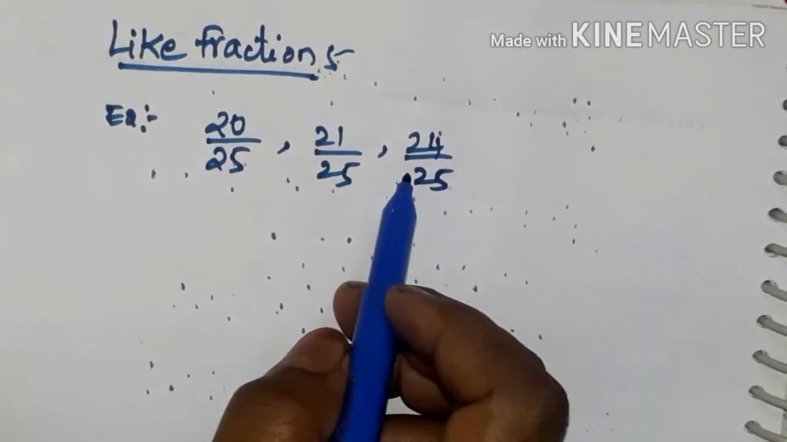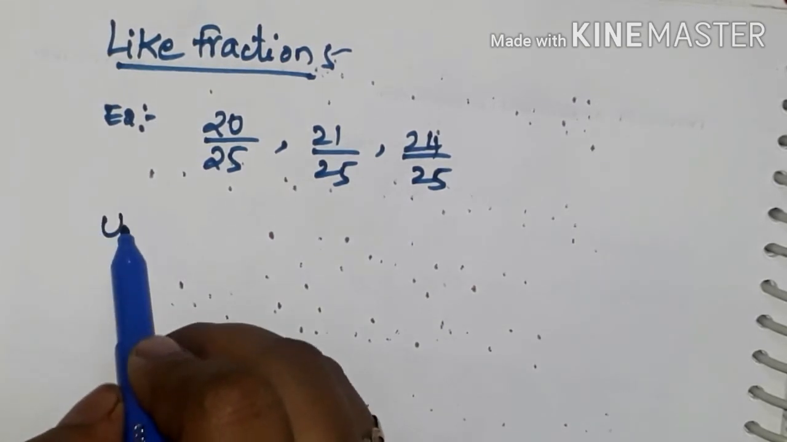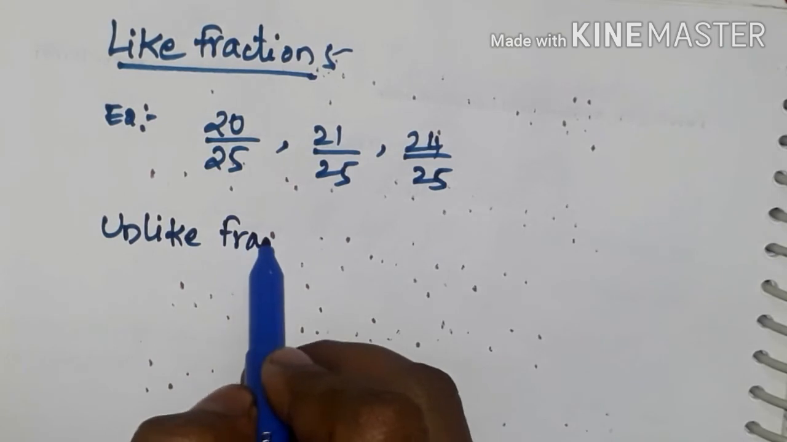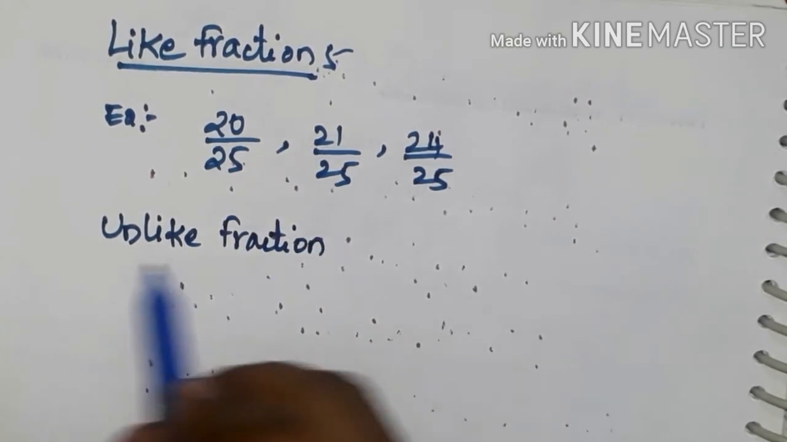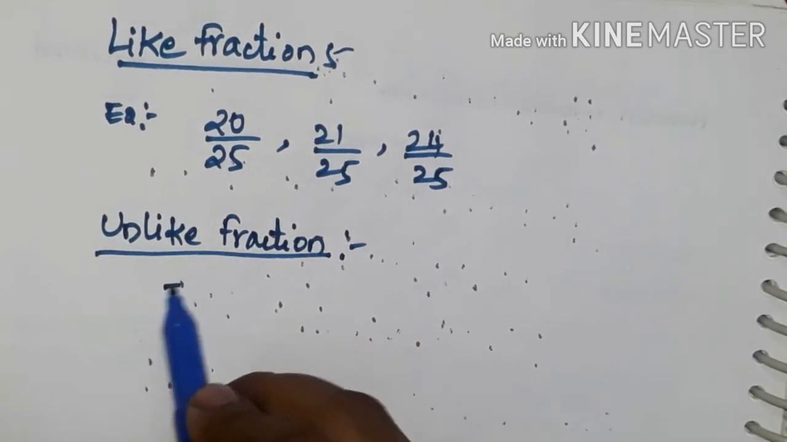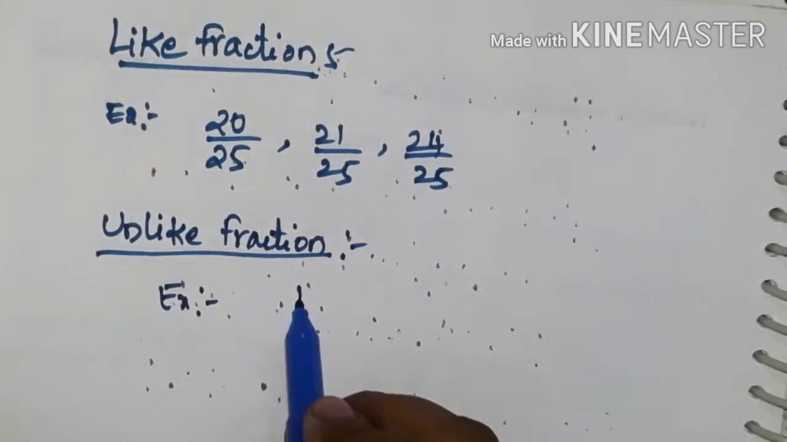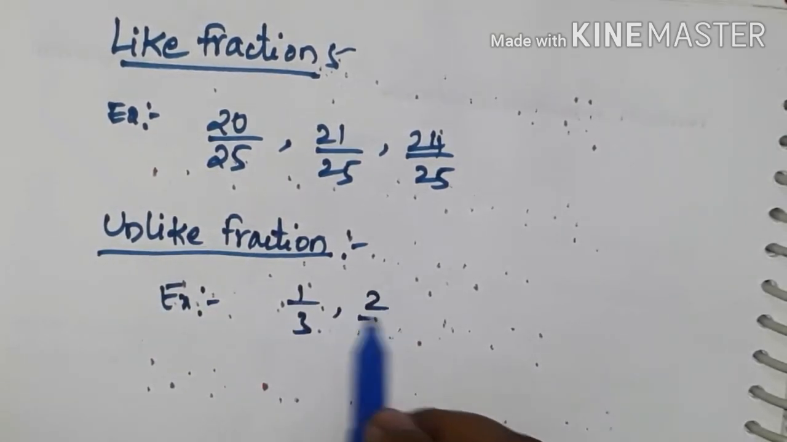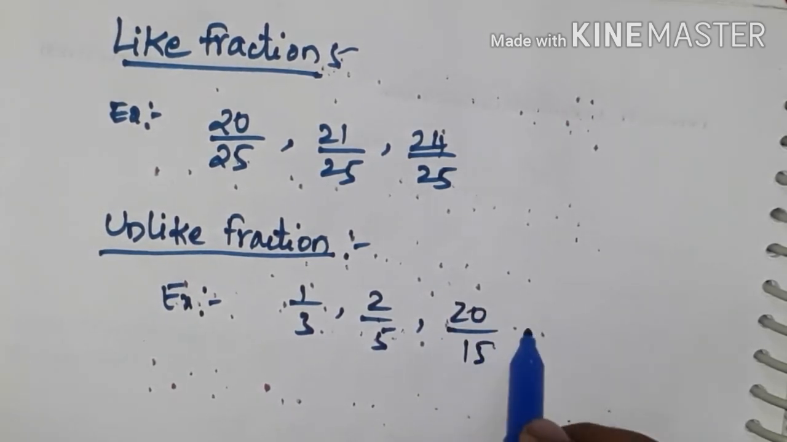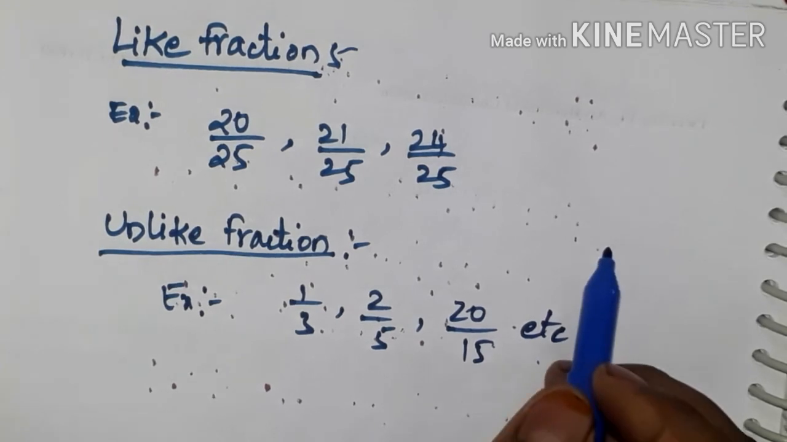Now, unlike fractions. Unlike fraction is opposite to like fraction. In this, denominators are different. Example, 1 by 3, 2 by 5, 3 by 4, 20 by 15, etc.